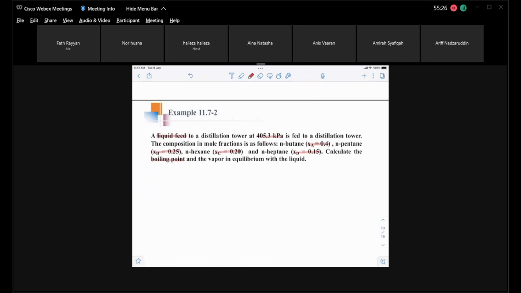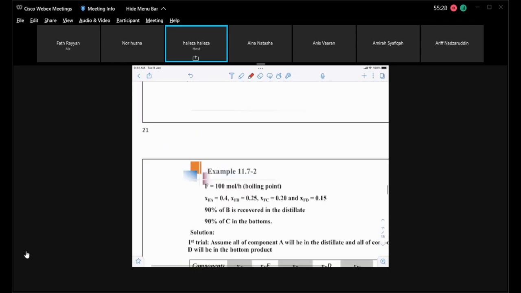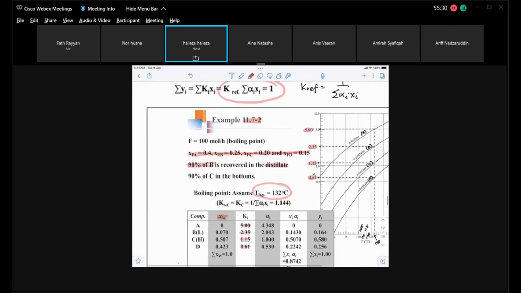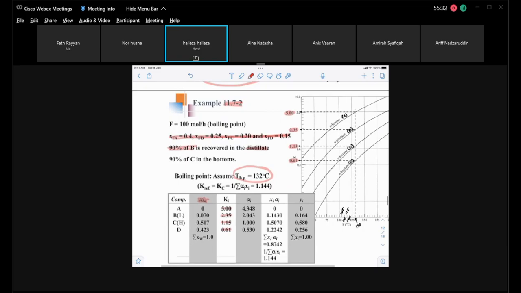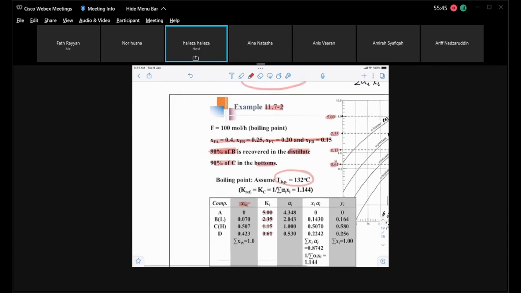Okay, let's skip that part. Let's go back to the example. Let's just look at this example. You have 90% of B will be in the distillate. Okay, let me start all over again. 90% of C will be in the bottom. Now let's explain it slowly.